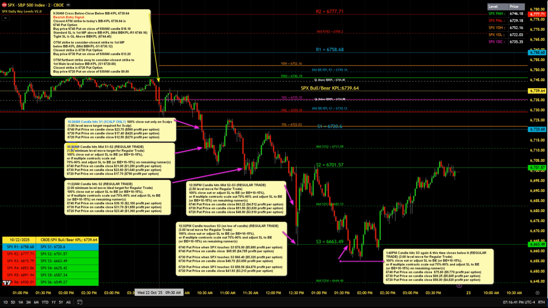So on the 10:30 a.m. candle, it hits mid S1, S2. For a regular trade, the 1.5 minimum level move target is hit: 100% closeout of all contracts, or adjust the stop loss to break even or break even plus 10 to 15%. Or if trading multiple contracts, you also have the option of scaling out by closing out 70 to 90% of your contracts completely, and then adjusting the stop loss to break even or break even plus the 10 to 15% profit buffer on your remaining runners.